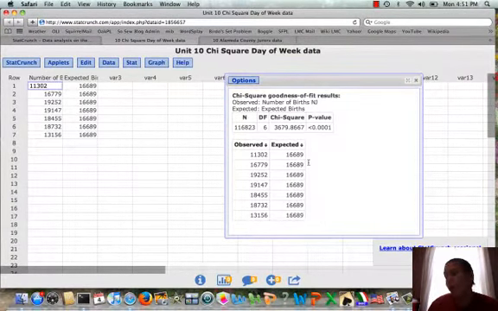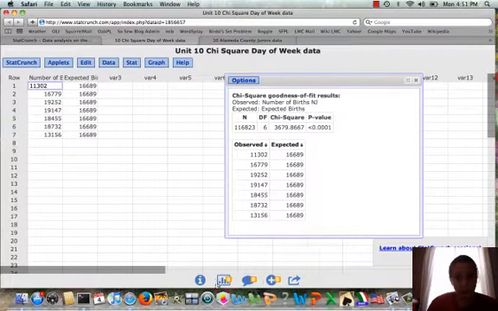So here we're able to conclude that there is sufficient evidence to reject the claim that births are evenly distributed across the 7 days of the week. And so we say there is some sort of significant difference. Let's go look at example 3.